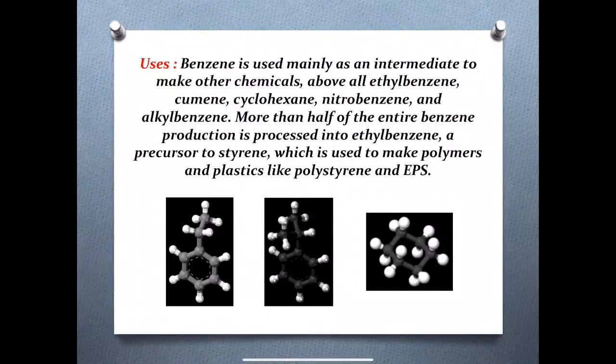Uses. Benzene is used mainly as an intermediate to make other chemicals, above all ethylbenzene, cumene, cyclohexane, nitrobenzene, and alkylbenzene. More than half of the entire benzene production is processed into ethylbenzene, a precursor to styrene, which is used to make polymers and plastics like polystyrene and EPS. The first picture from the left represents ethylbenzene, the second represents cumene, and the third represents nitrobenzene.